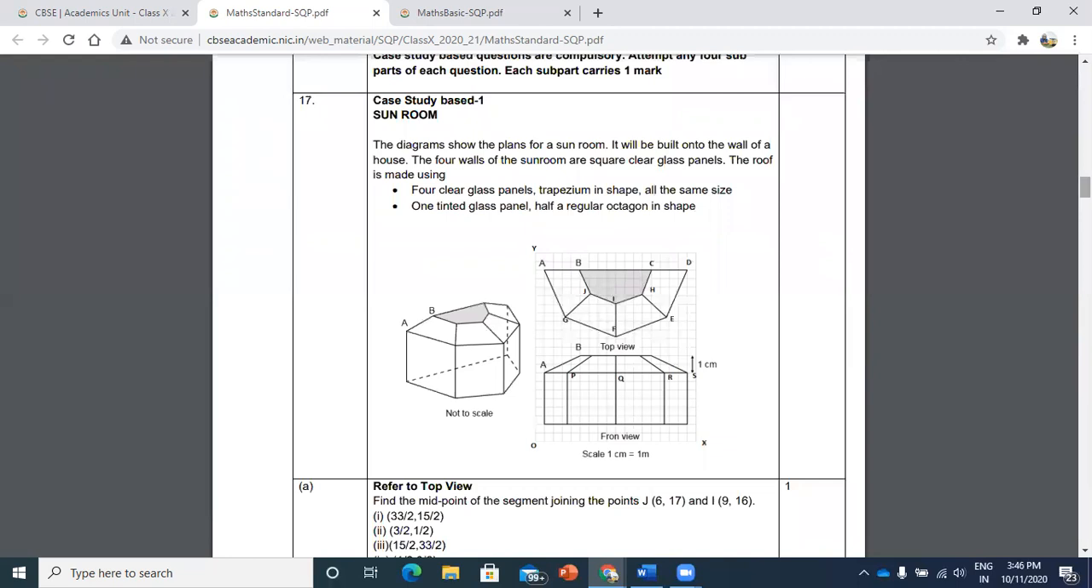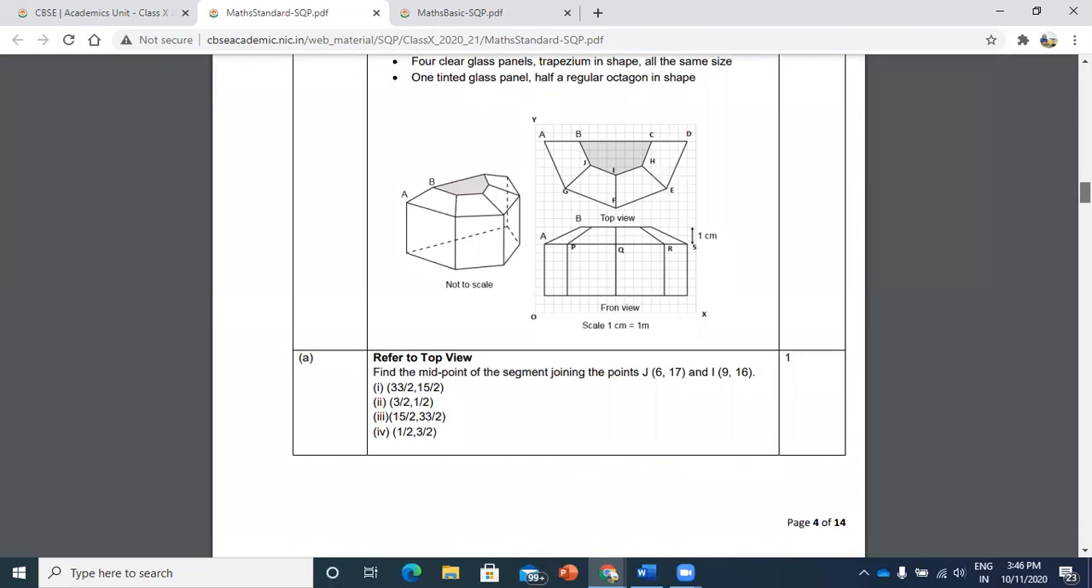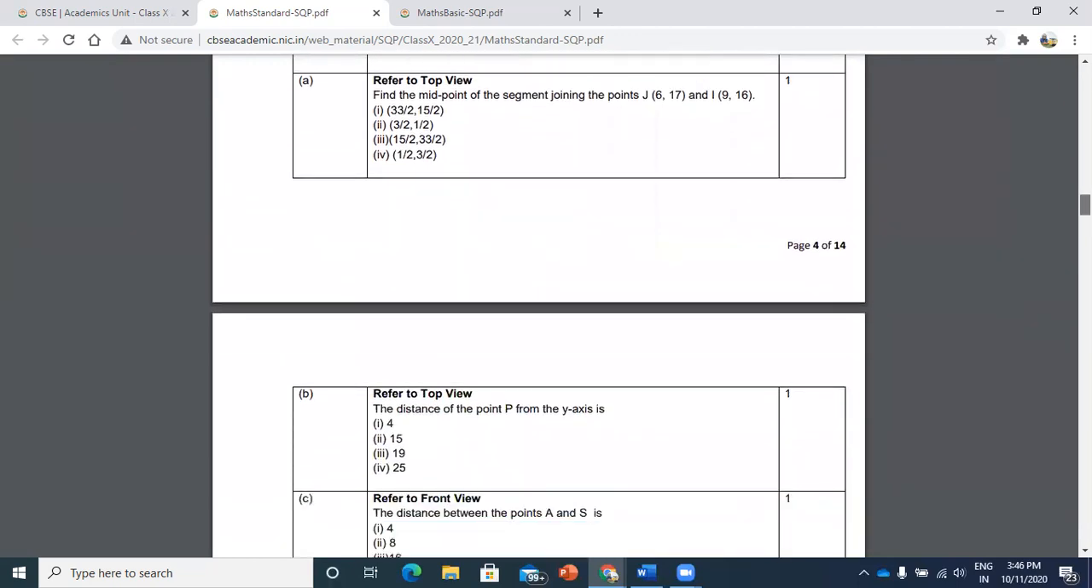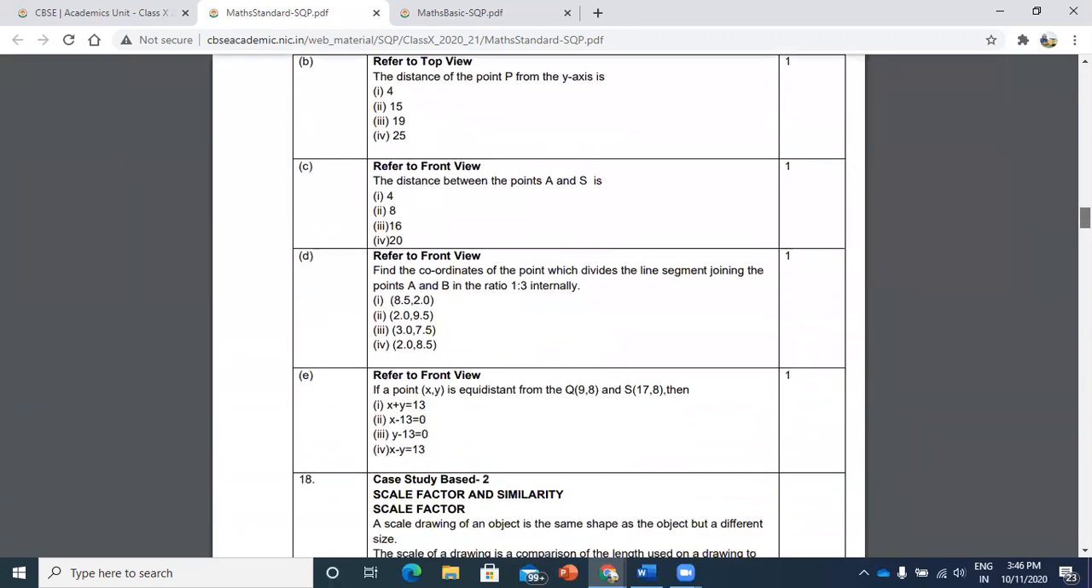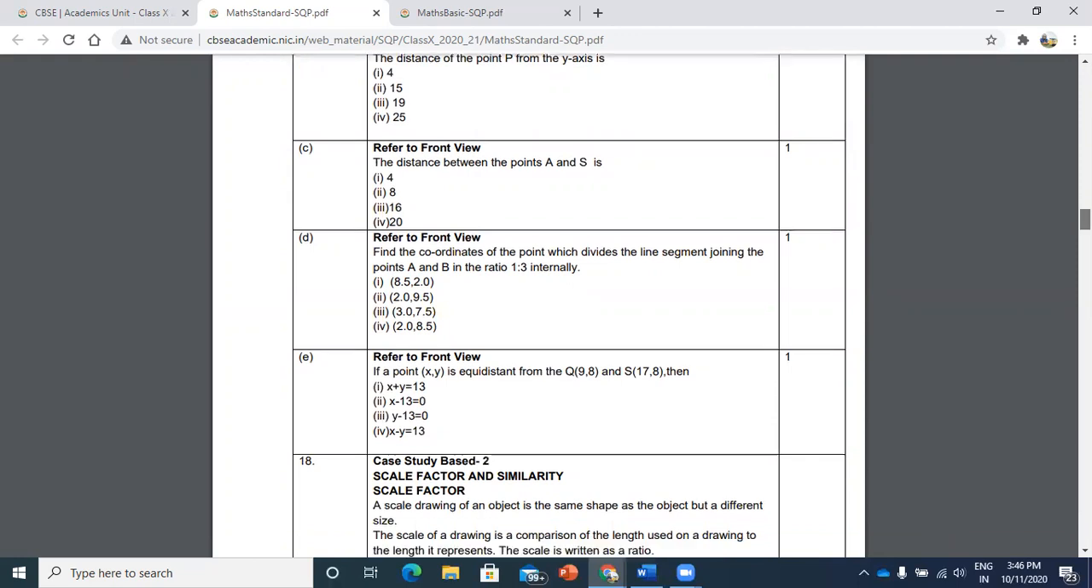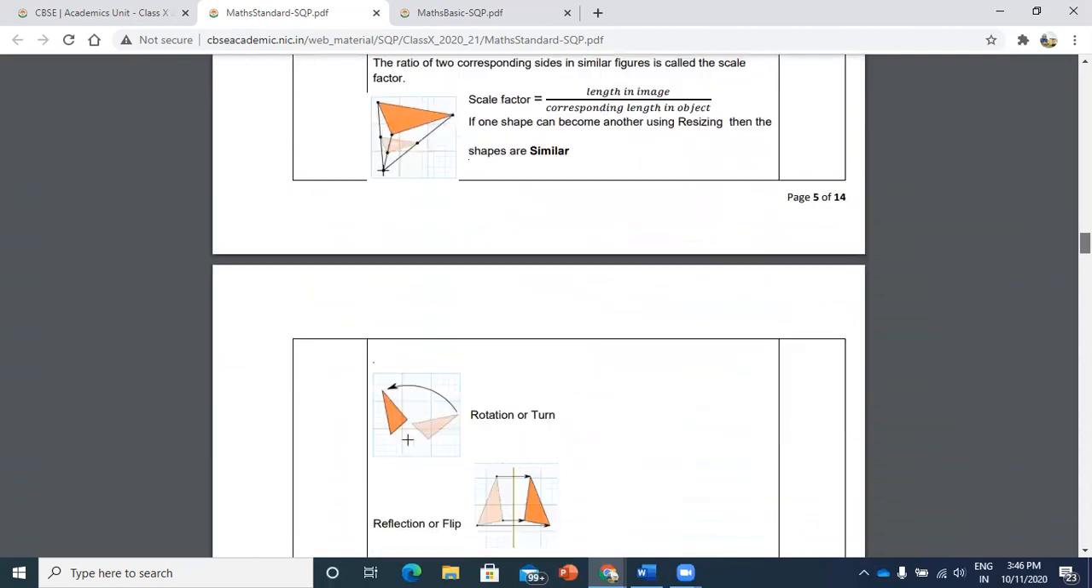If you look at the case studies also, as compared to the basic paper, the case studies are of a slightly difficult level. The format is the same. Again, they have given 4 questions with 5 choices, and out of the 5 they have given, you will have to attempt any 4. So these are the questions. You will have to go through this.